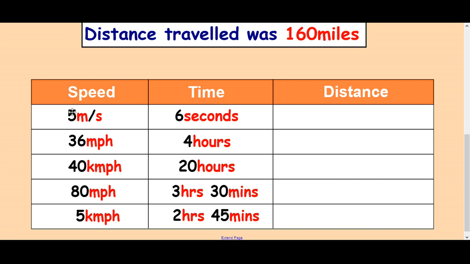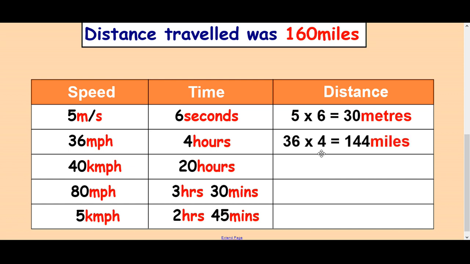So if something was travelling at 5 meters per second, that means every second it goes 5 meters. So in 6 seconds, 6 times the amount, so that would be 5 times 6. So it would travel 30 meters. And notice the unit here is meters because they're travelling in meters per second. Okay, another person going at 36 miles per hour. So 1 hour, 36 miles. So in 4 hours, that would be 4 times that amount. So 4 times 36, 144. Again, look at the units here, miles, because we were in miles per hour.